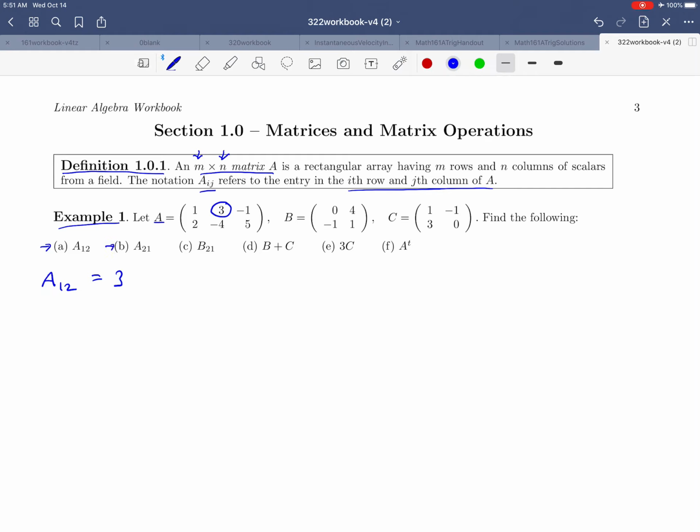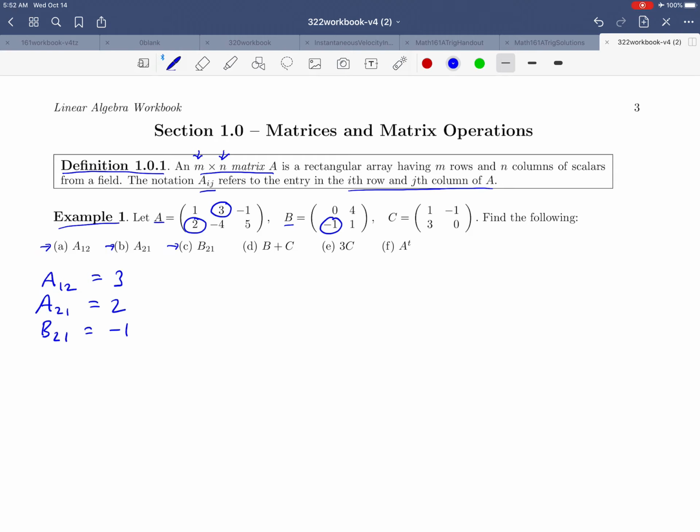Then if we move on, now they'd like us to find A21. So now we're talking about the second row and the first column. That would be this entry right here, in the second row and the first column of A. Okay, and just keep going here. What about B21? Now we're talking about the matrix B. The second row and the first column there would be -1.